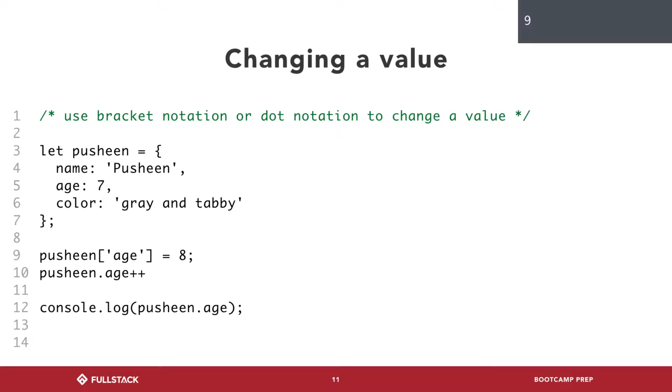And then here we see where we have Pusheen, it's an object. We have name, age, color. And then if I say age equals 8, what that does is basically override the previous value of age with whatever new value I just gave it. And then I can obviously also change that value as well. In this case, I'm using ++ to just increment that number by 1. So now I have the age of 9.